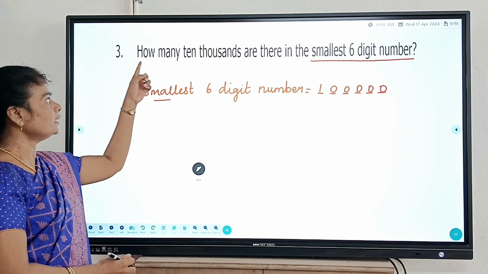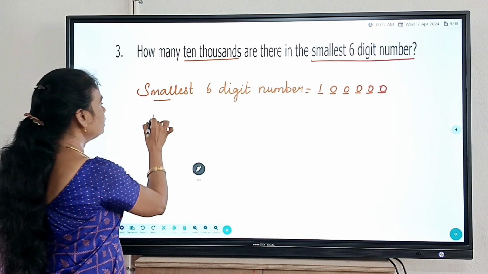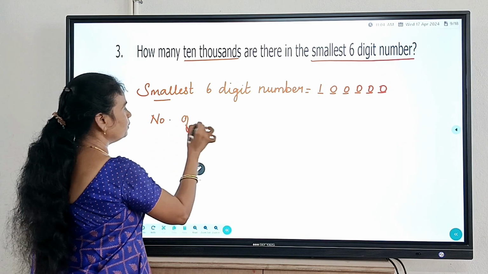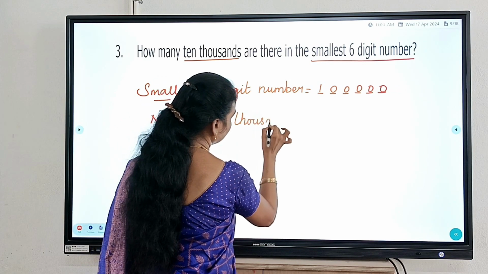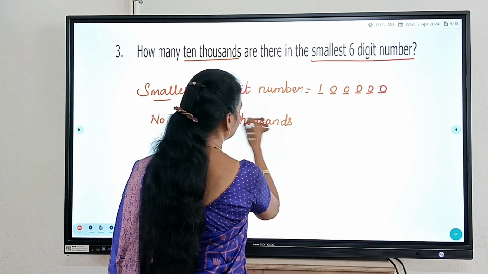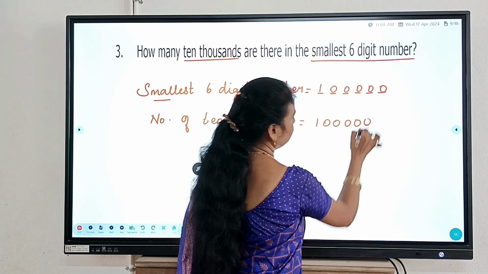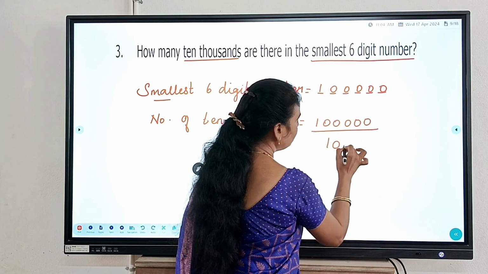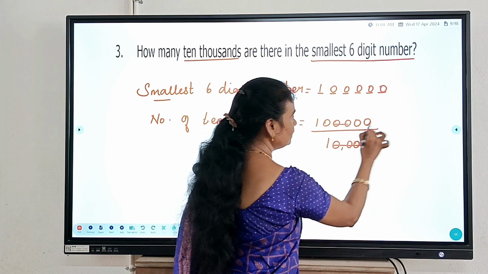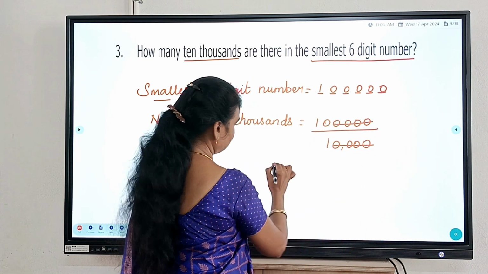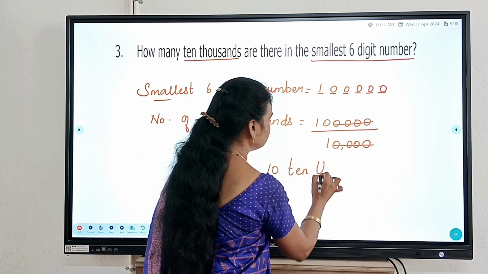Okay. And the next step is how many 10,000s are there? So the number of 10,000s will be this number divided by 10,000. And here 4 zeros get cancelled. Here also 4 zeros get cancelled. So the answer is 10 10,000s.